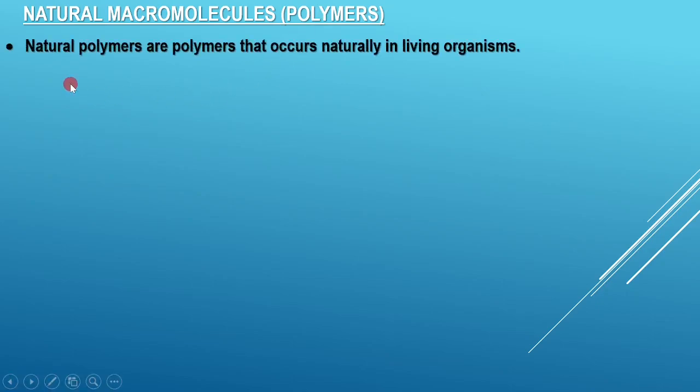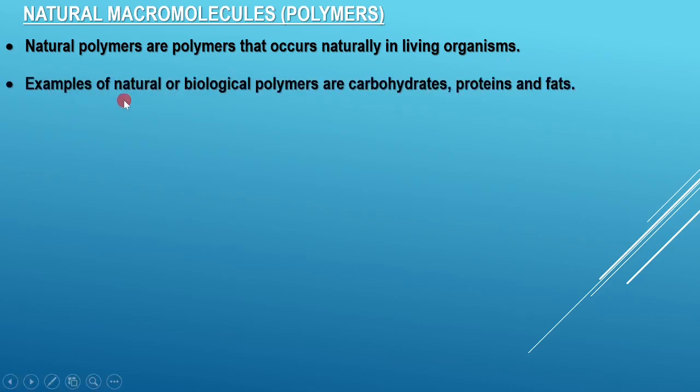So here we must understand that natural polymers are polymers that occur naturally in living organisms. All right, so these are just polymers that are found in living organisms. So here we are saying examples of natural or biological polymers are carbohydrates, proteins, and the fats. So these are the common natural polymers that we come across in chemistry.